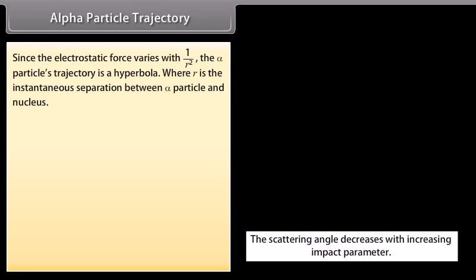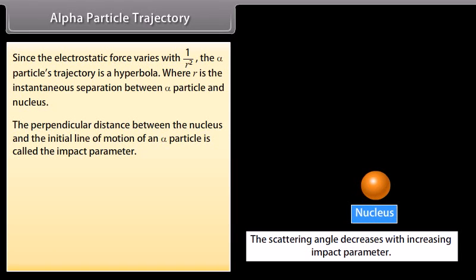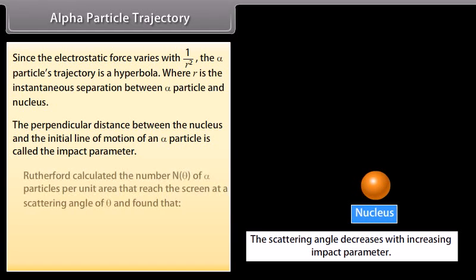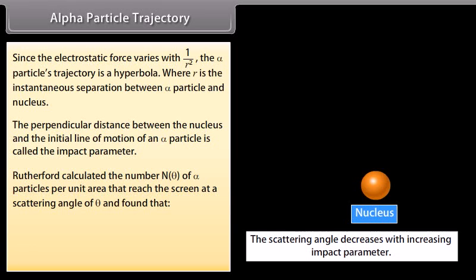Alpha particle trajectory. Since the electrostatic force varies with 1 upon r square, the alpha particle's trajectory is a hyperbola, where r is the instantaneous separation between alpha particle and nucleus. The perpendicular distance between the nucleus and the initial line of motion of an alpha particle is called the impact parameter. Rutherford calculated the number N(theta) of alpha particles per unit area that reach the screen at a scattering angle of theta and found that N(theta) is inversely proportional to sin theta upon 2 raised to the power 4.